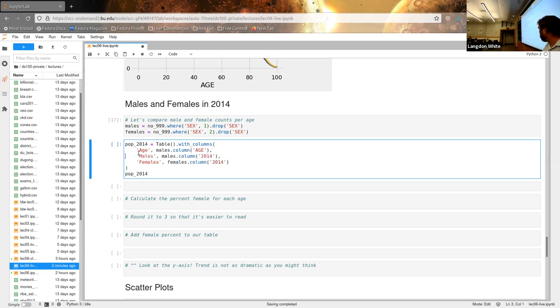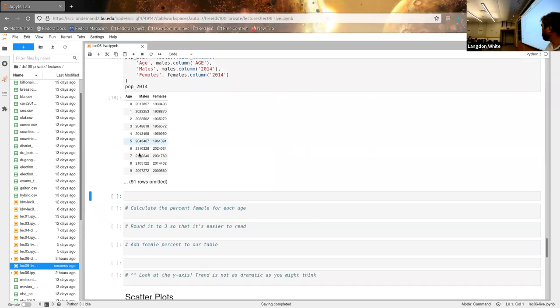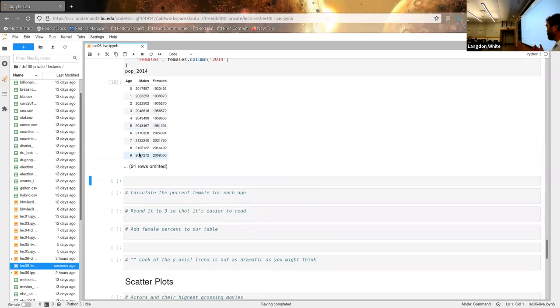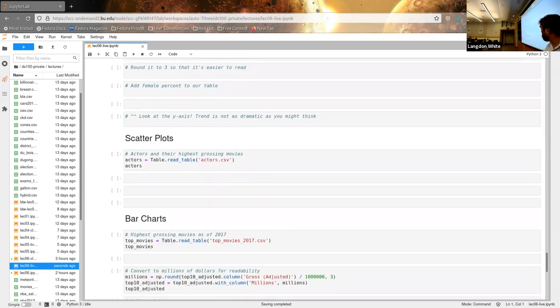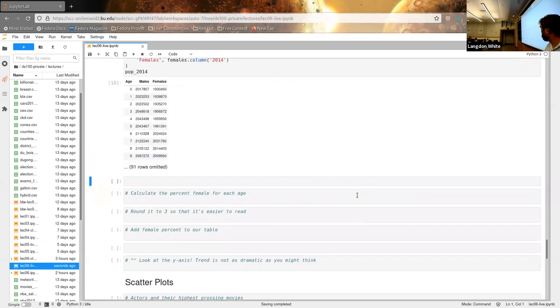So then we can grab the males' ages, and we're going to call that column males, the count of males of that age. And the same thing with the females. And so now we have a table that has the age and then the breakdown with males and females. And then let's go again here.